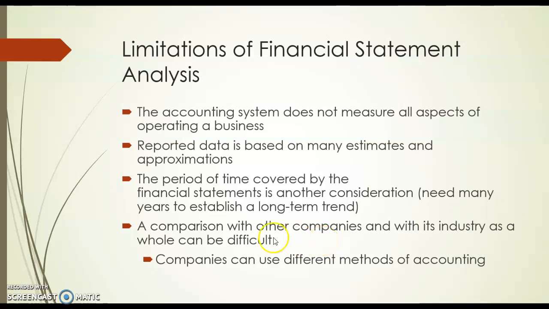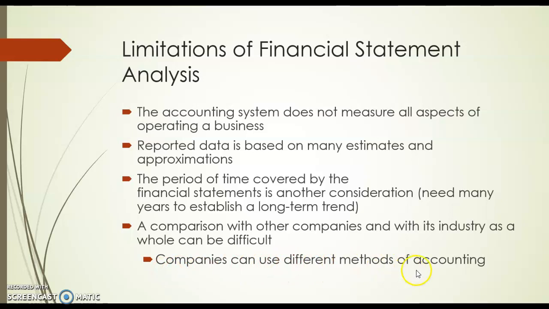Okay, comparing different companies can be difficult as well. Different companies use different methods of accounting. One uses FIFO and the other uses LIFO. They're both acceptable to GAAP. One uses straight line depreciation, another uses double declining balance depreciation. They're both acceptable to GAAP. So that can cause two companies that are basically the same to look a little different from each other.